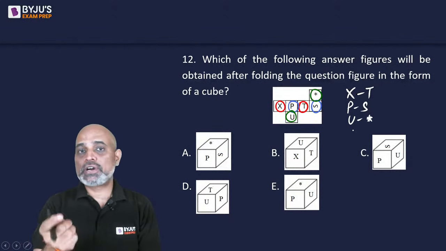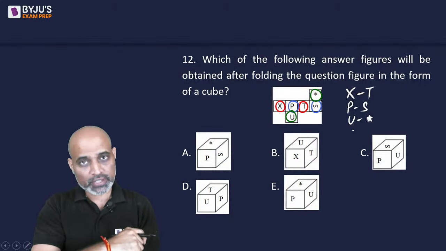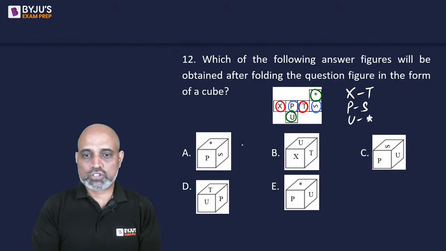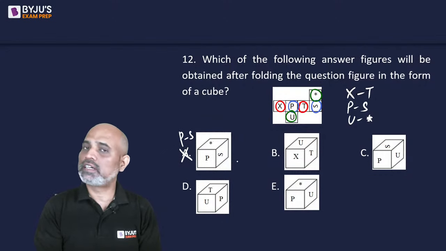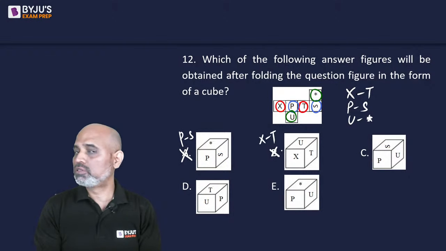From every pair, you can see only one letter. So P, S and asterisk doesn't make sense. How come you see P and S both? In the next one, XUT, how do you see X and T both?